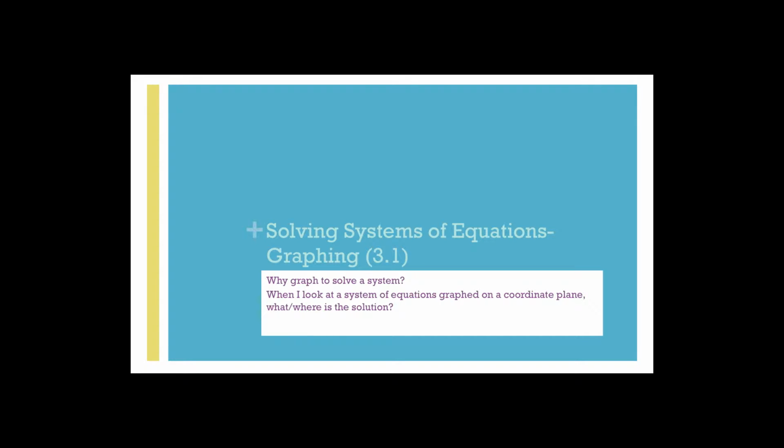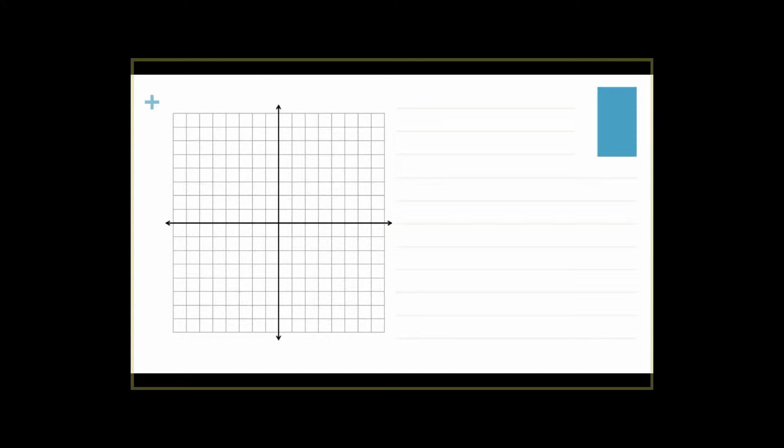Solving systems of equations by graphing. Why would we graph to solve a system? When I look at a system of equations graphed on a coordinate plane, what or where is the solution? So we're going to graph this system of equations. And why would we want to graph a system of equations?